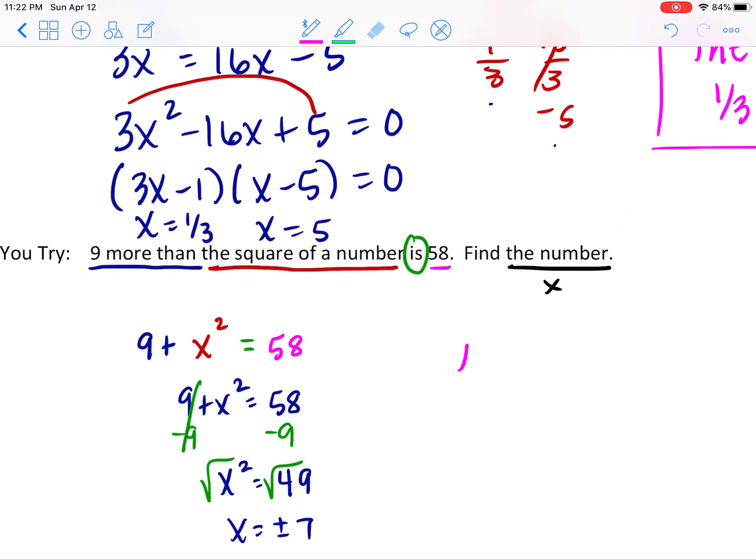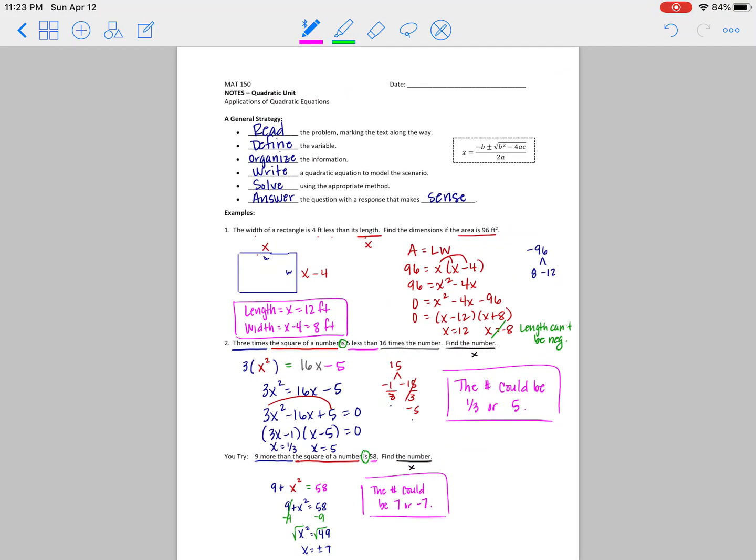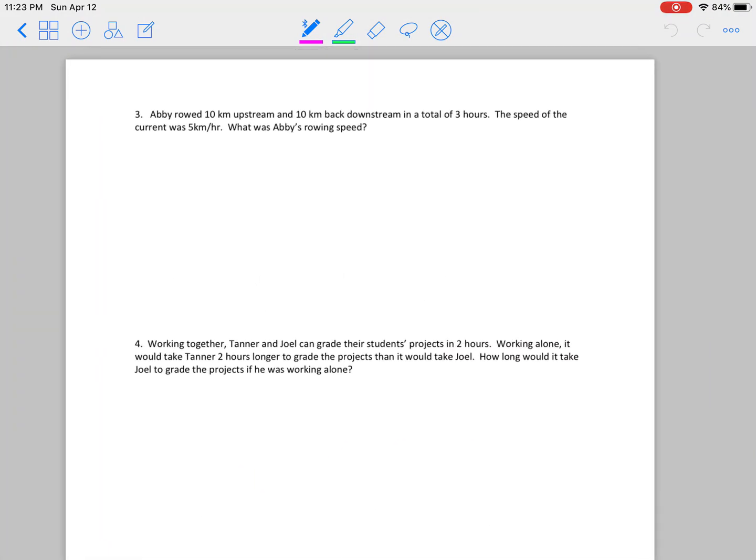So we're going to say the number could be, in this case, 7 or negative 7. Okay? All right, so far, hopefully manageable. Let's look at what we've got coming up next.